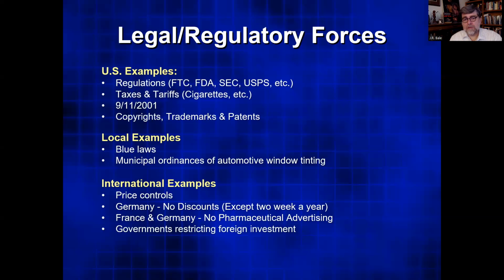There are some country governments which will restrict foreign investment. For instance, in Japan, you are not allowed to own more than 50% of a Japanese company. So things like that. This doesn't happen very often anymore, but it used to happen a lot, particularly when there were a lot of revolutions, where a new government would take over by force and then nationalize the industry.